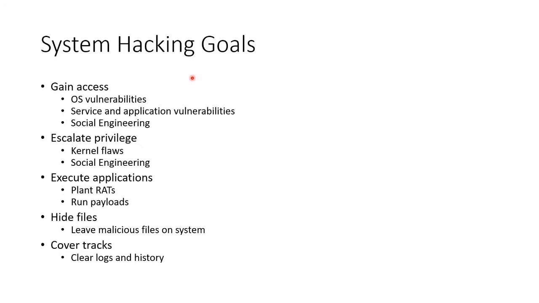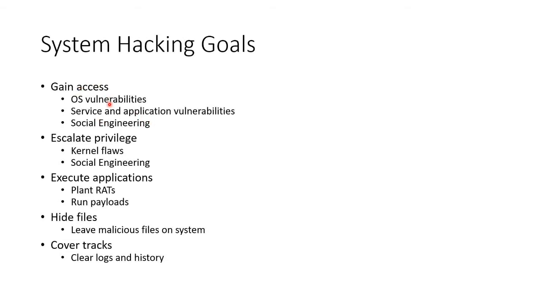So what are we doing when we are system hacking? We're trying to gain access. There are a lot of ways to gain access. Very often, the operating system has vulnerabilities, or a service or an application has vulnerabilities, or we could social engineer somebody into installing something to give us access.